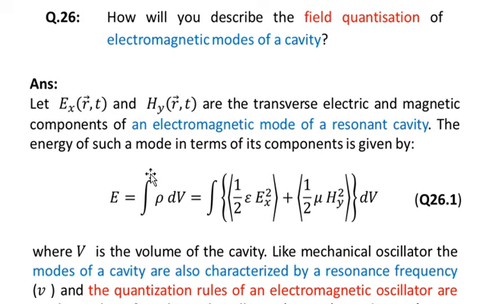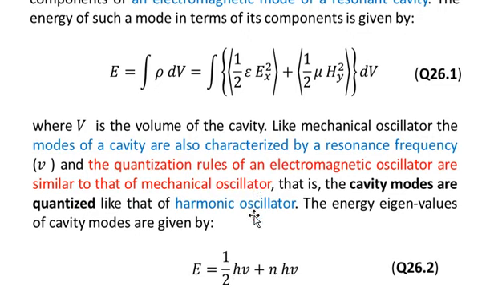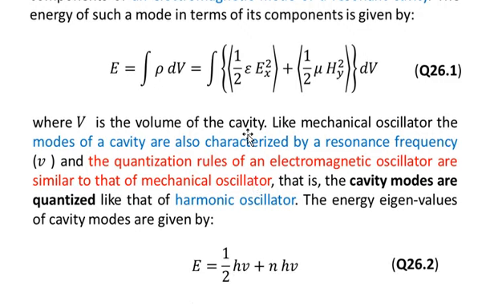E is equal to integral of rho dV, where rho is the energy density and dV is the volume element. Then the integral in terms of its energy components within the curly bracket is the average of half epsilon Ex square plus the average of half mu Hy square. So this will give you the energy of the mode, where V is the volume of the cavity.